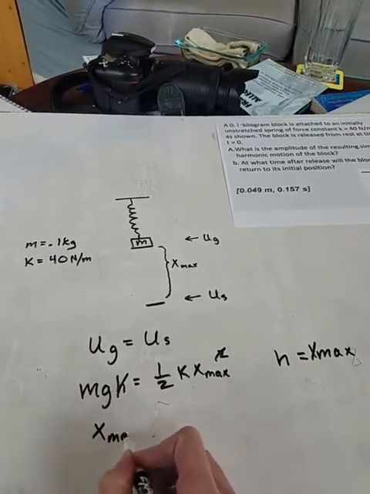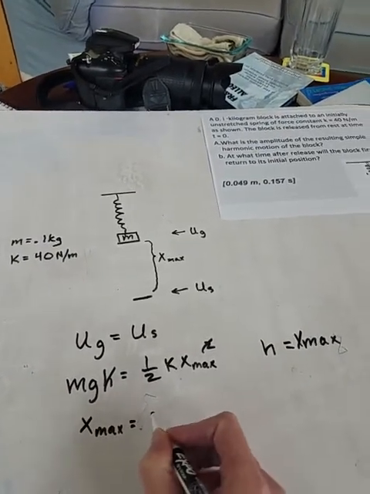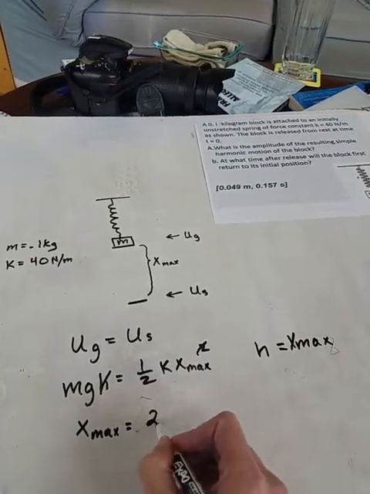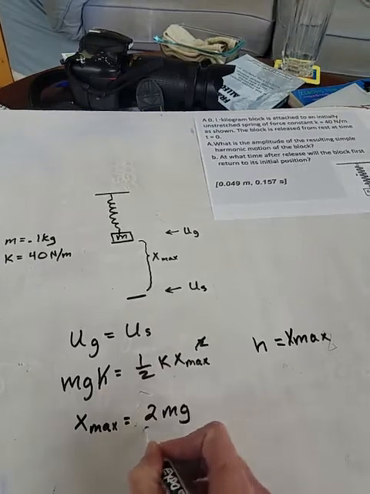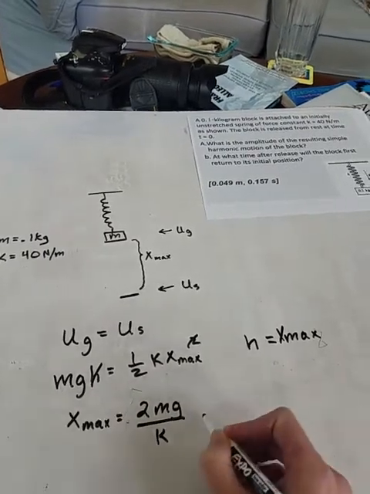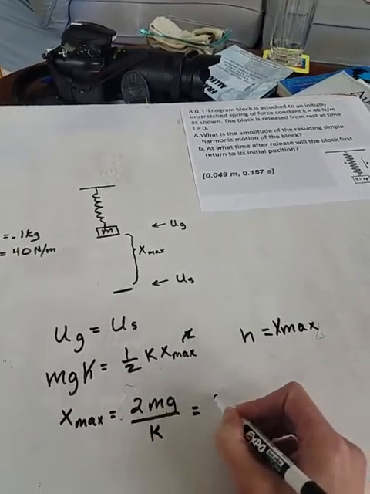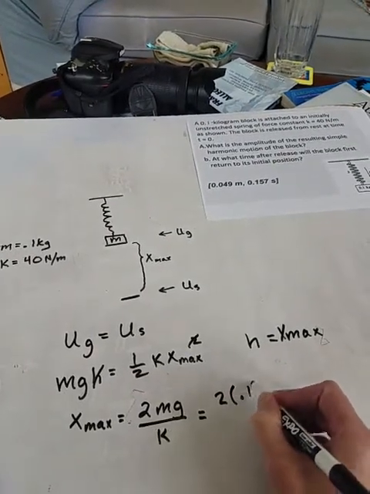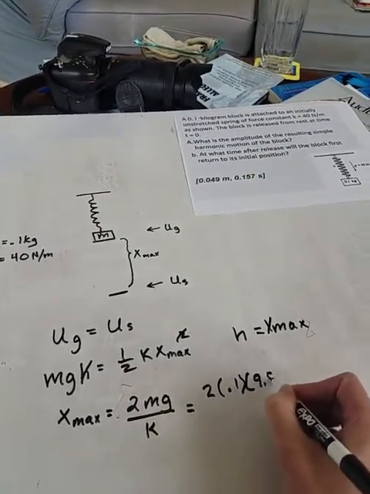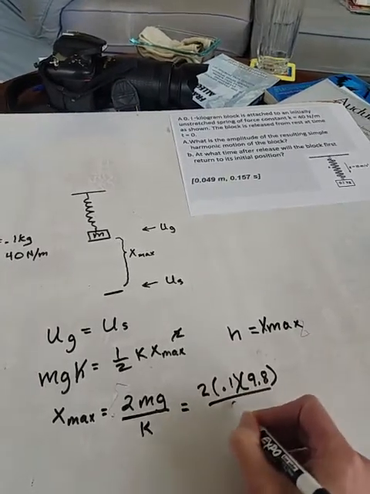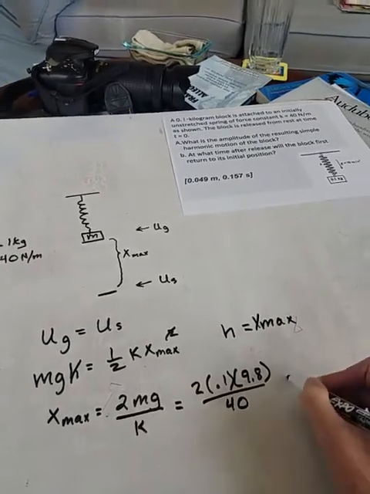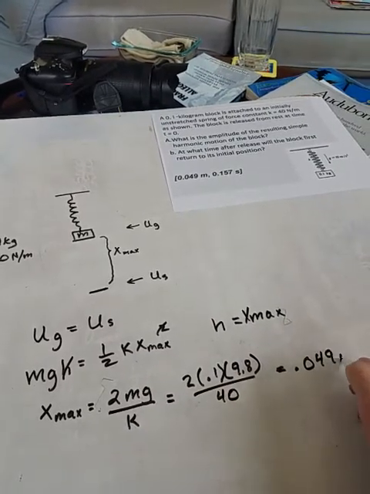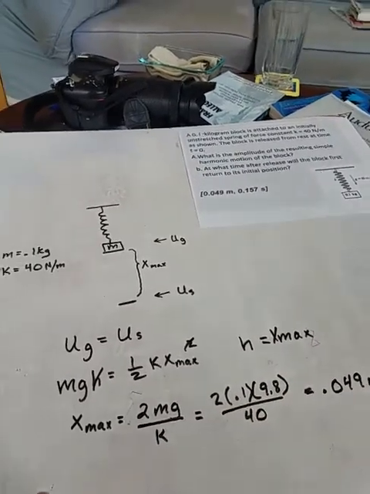X max is going to be equal to 2mg over K. So just rearranging, that's going to give me 2 times 0.1 times 9.8 divided by 40, which is 0.049 meters. So that's part A.